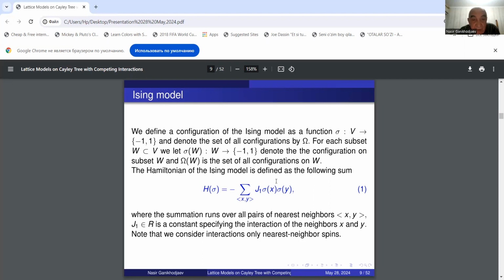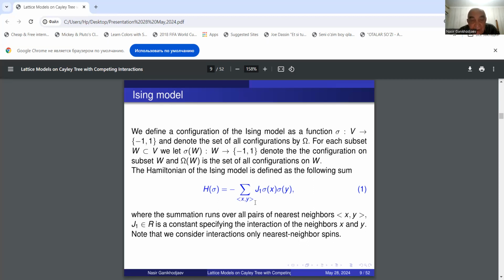So now, what is the Hamiltonian? The Hamiltonian of the Ising model is defined as the following sum. Here J1 is a constant specifying the interaction of the neighbors, the spins at the neighbors x and y. So we consider this infinite sum. Of course, we cannot use it in such a form.